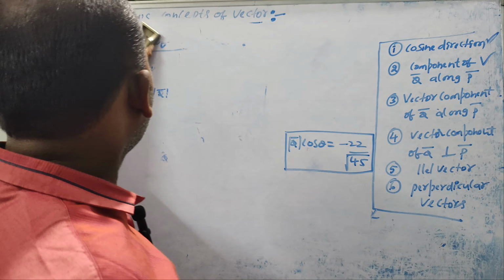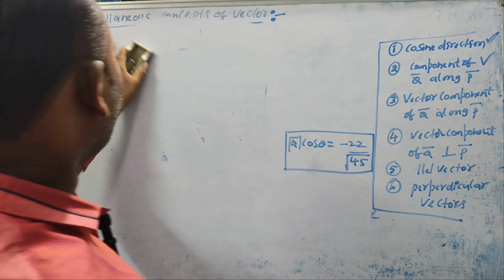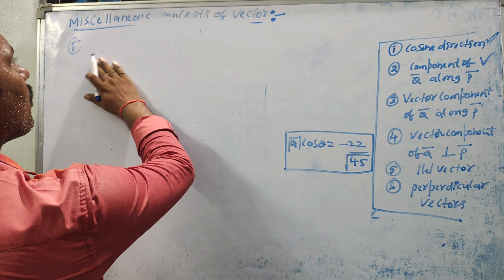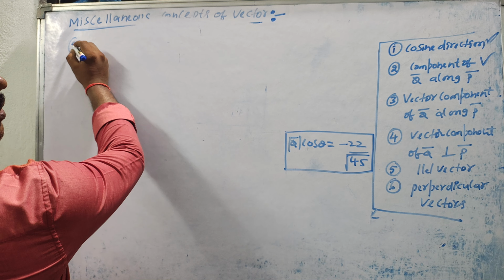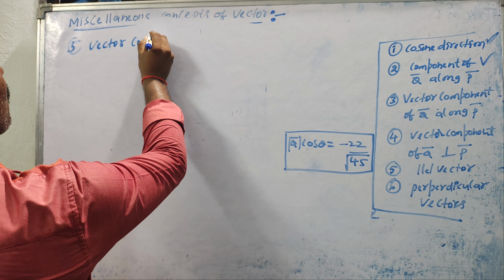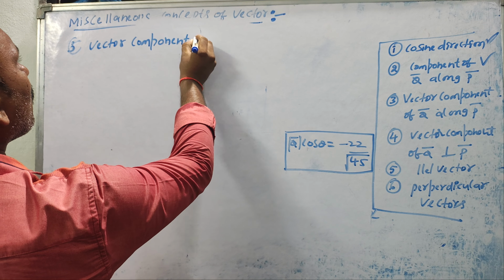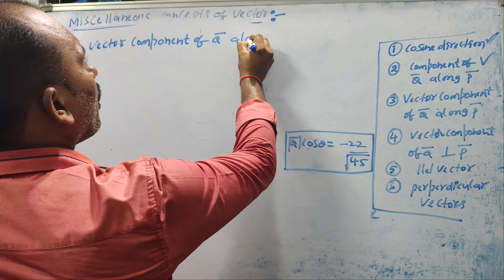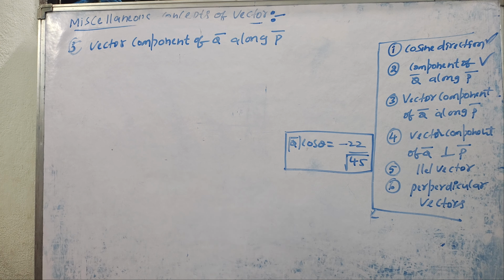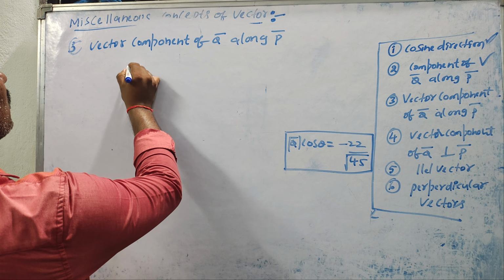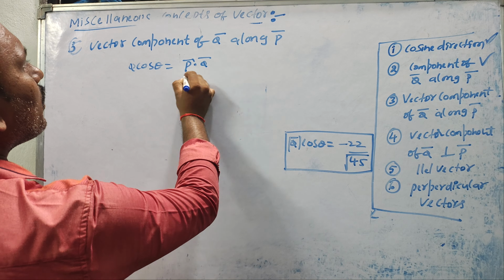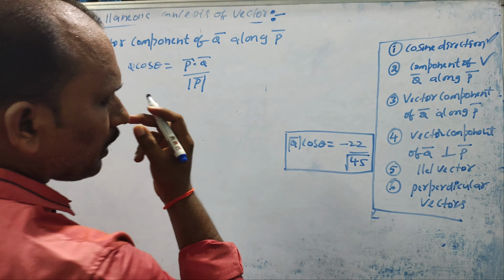In the third model I want a vector component. I don't want the component of Q bar, I want the vector component of Q bar. That is the third one: the vector component of Q bar along P bar. That is very, very important. So simple: what is Q cos theta? Q cos theta is equal to P bar dot Q bar by modulus of P bar.